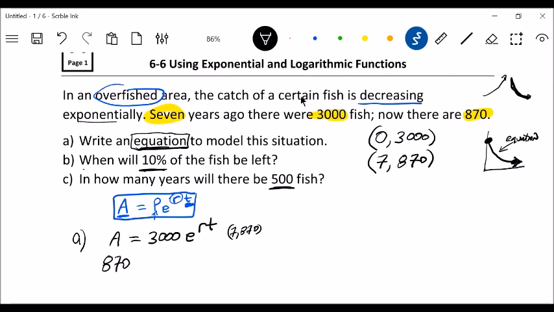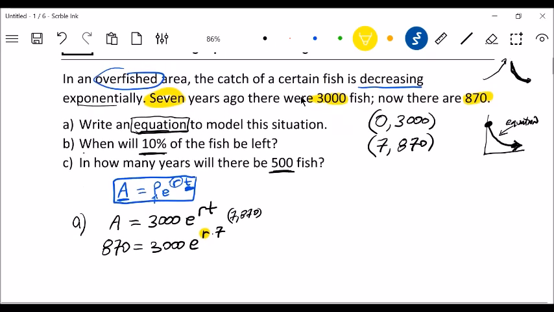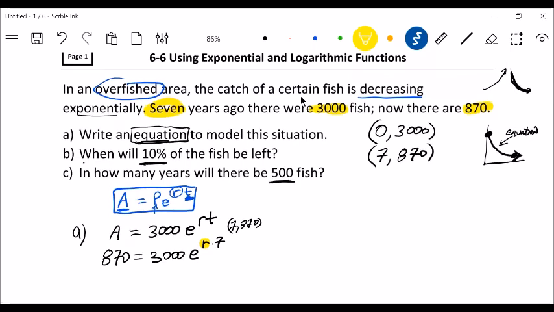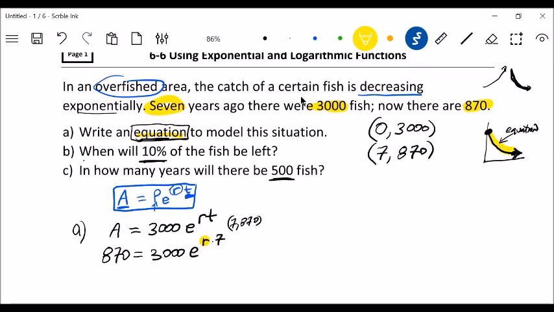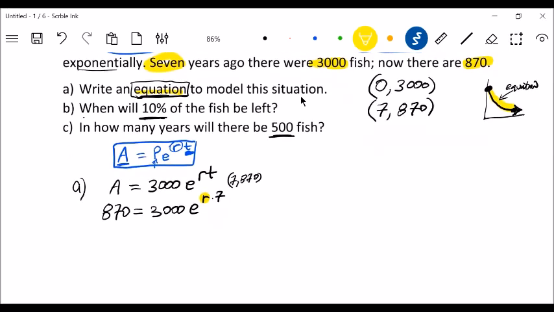So we'll say that 870 is equal to 3,000 e^(r times 7). That means the only variable here is r. And what we need is the rate at which it's going down. So the equation we're looking for, we need r, almost like we're finding a slope. When it was a straight line, you could find the slope by using the rise over the run, or y minus y divided by x minus x to get the slope of the line. Here, what we need are 2 points to enable us to find the rate using this formula. So think of the rate as a slope. We need the one that's specifically for this equation.